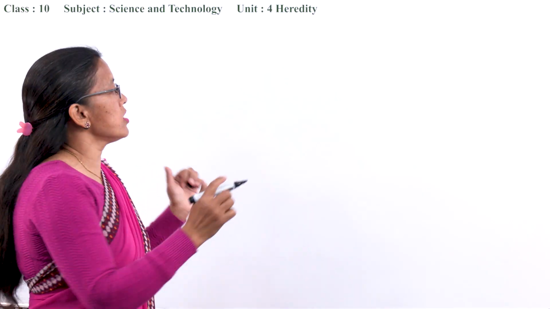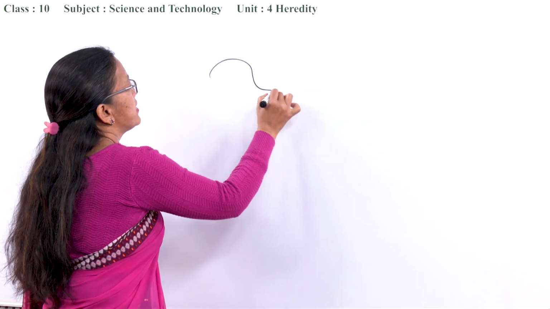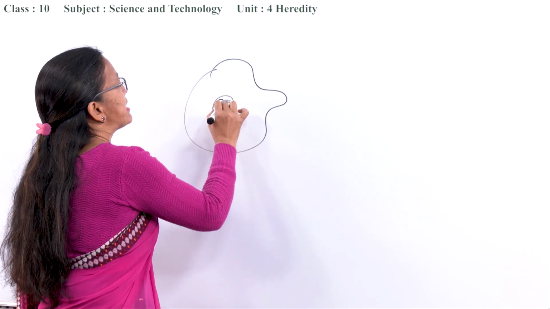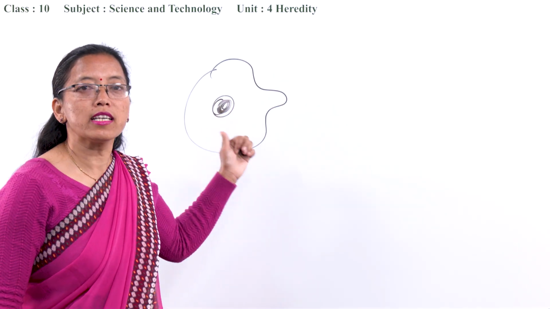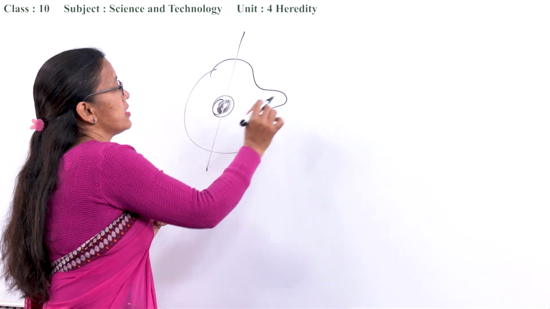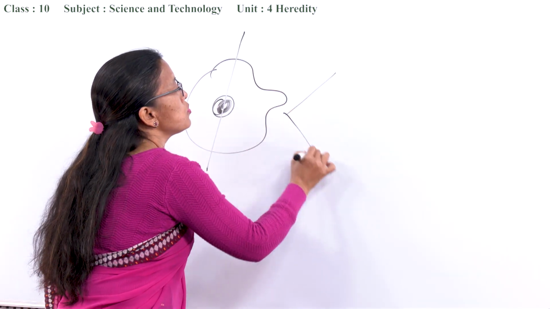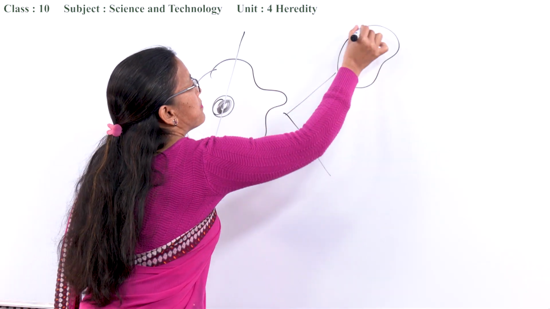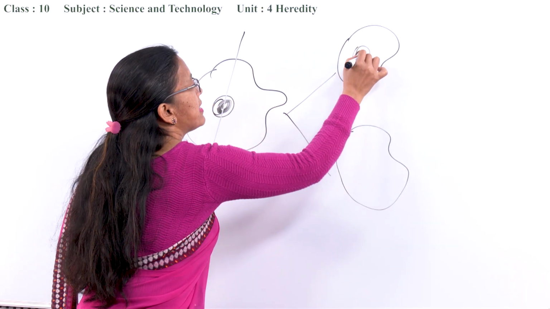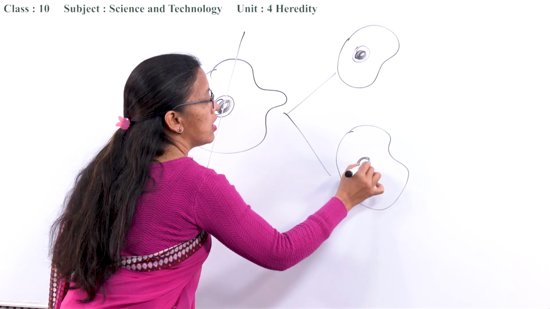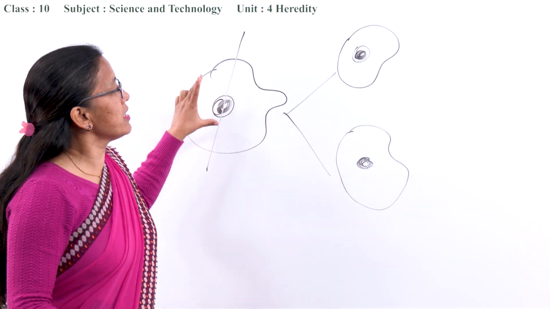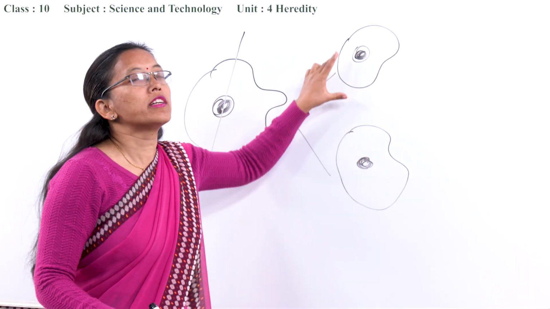Just see here. This is an amoeba and it is a single-celled organism. When it undergoes cell division, it will form two daughter amoebae. These two daughter amoebae will develop into new organisms. That means here cell division is required for asexual reproduction.